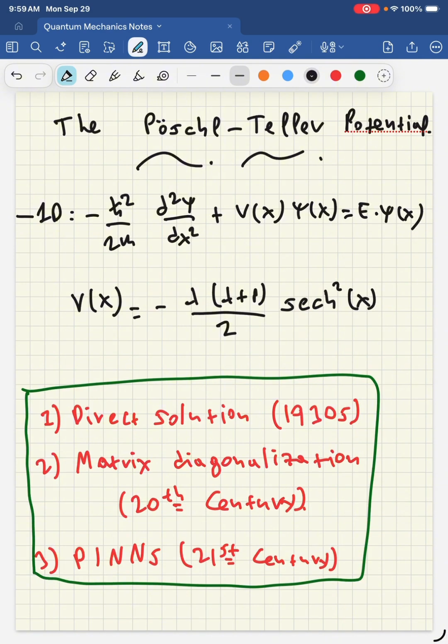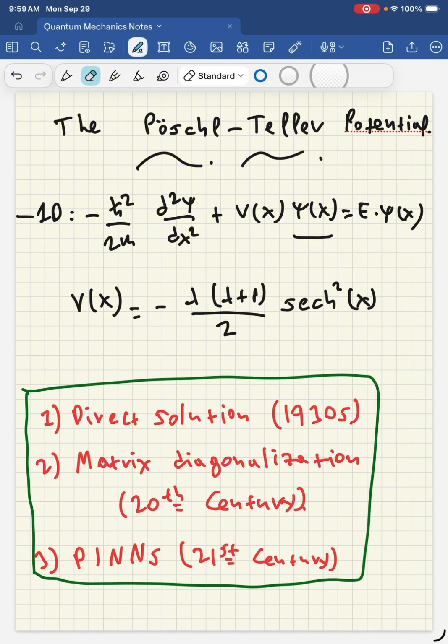And finally, we will come to the 21st century, as I say, and talk about how to solve this equation and get the wave function for the ground state only. This is something I found interesting. I read a few papers about it recently. And it's nothing more than PINNs, and PINNs stands for physics-informed neural networks.